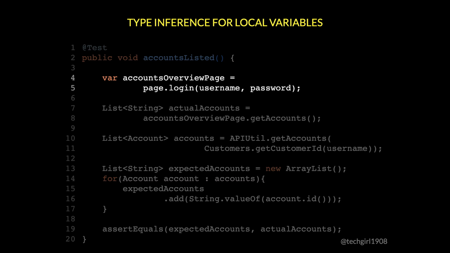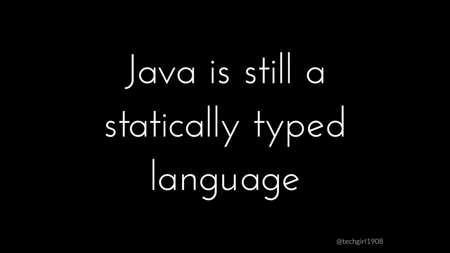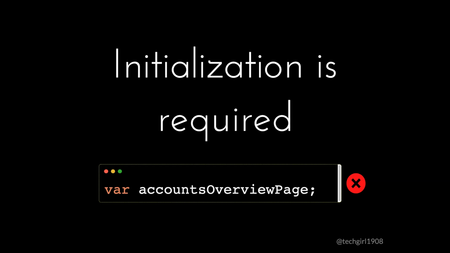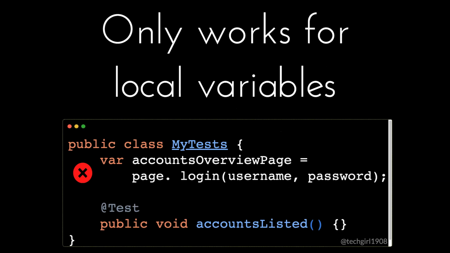Now, before you get carried away and start using var everywhere, let me explain the rules and also give a couple of tips. This does not make Java a dynamically typed language like JavaScript or Python. The type is still there, it's just inferred from the right-hand side of the statement, which means you can only use var if you're actually initializing the variable. Otherwise, Java is not going to be able to infer what its type is. Also, it only works for local variables.